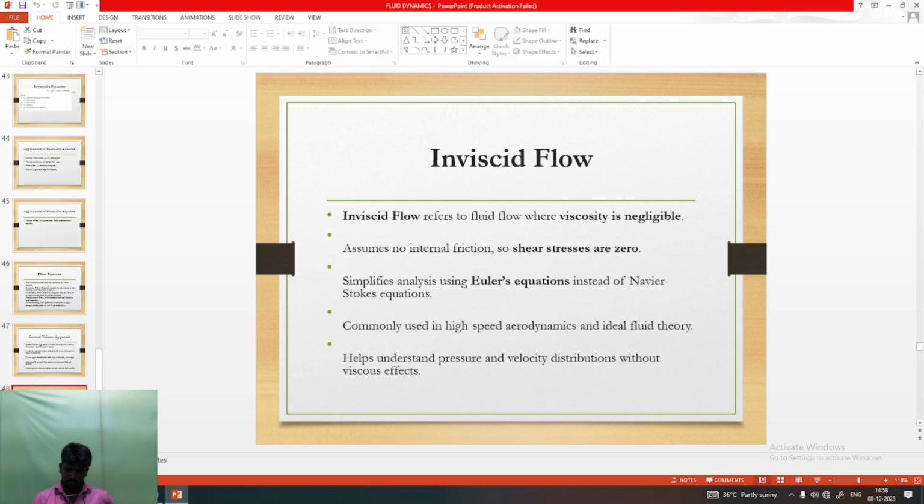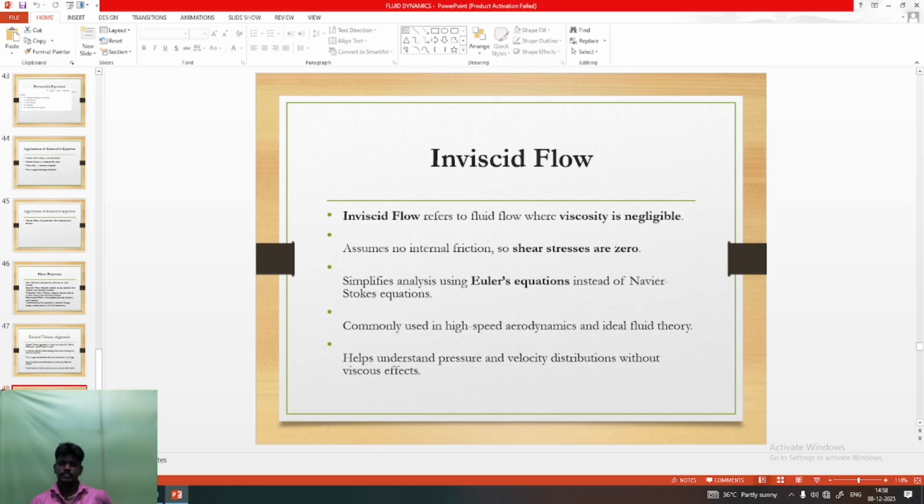Inviscid flow. Inviscid refers to fluid flow where viscosity is negligible. That is called inviscid flow. It assumes no internal friction in the fluid, so the shear stresses are zero, because you don't have internal friction between the fluid particles.